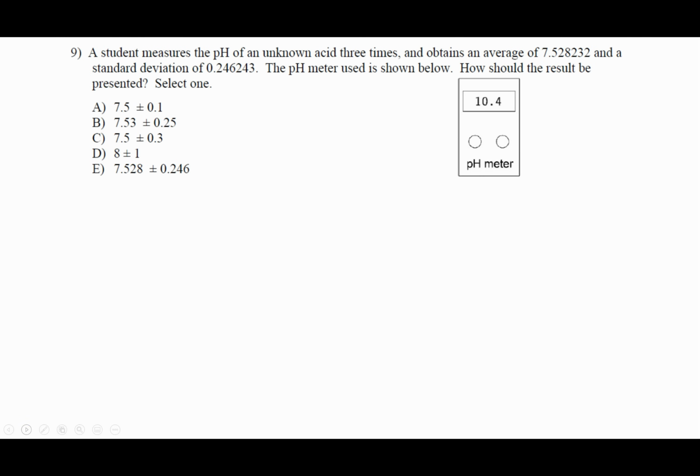A student measures the pH of an unknown acid 3 times and obtains an average of 7.528232 and a standard deviation of this. The pH meter is shown below. How should the result be presented? Well, rule 1, plus or minus 0.25 because it rounds. Rule 2, 7.53, and rule 3, this is plus or minus 0.1.